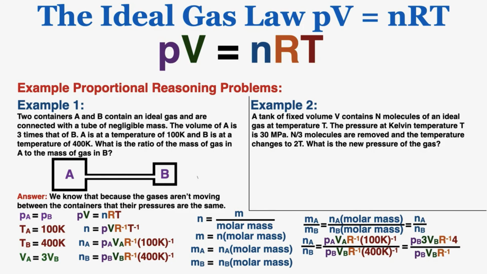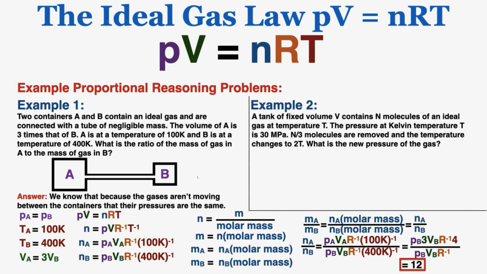And I also have 1 over 100 over 1 over 400, which is just equal to 4 in the numerator. And I can now cancel a bunch of stuff out because there's a lot that appears in the numerator and denominator, and when I cancel that out, I get a final answer of 12. So the ratio of mass A to mass B is 12. There's 12 times as much mass in container A as in container B.